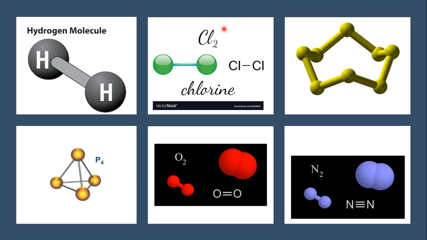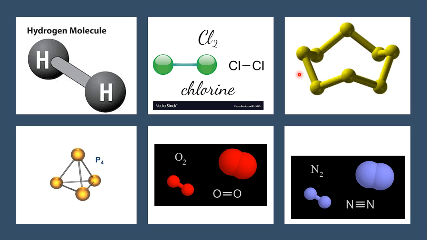Now when you look at phosphorus, right guys, phosphorus has four atoms to make its structure. So this is phosphorus, it has 4. That's why it's called P4. And then we have sulfur. Sulfur is made up of 6 sulfur atoms. To make sulfur, you need 6 atoms.